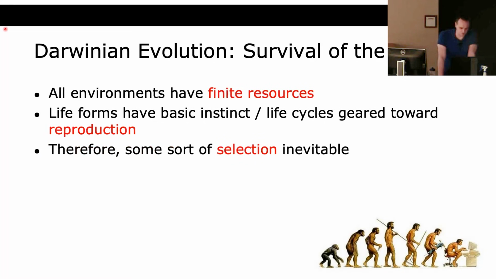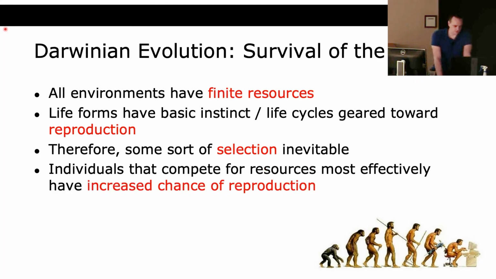Who is more geared for reproduction? Therefore, since there are finite resources and nothing lives forever, therefore you have to reproduce, some sort of selection is inevitable, right? And so individuals that compete for resources most effectively have an increased chance of reproduction. It doesn't mean that you're guaranteed to reproduce. It means that your chance of reproducing is higher. Therefore, the law of averages, if you have a higher chance, then typically as time goes on, you will reproduce more, or people who share your traits will reproduce more.